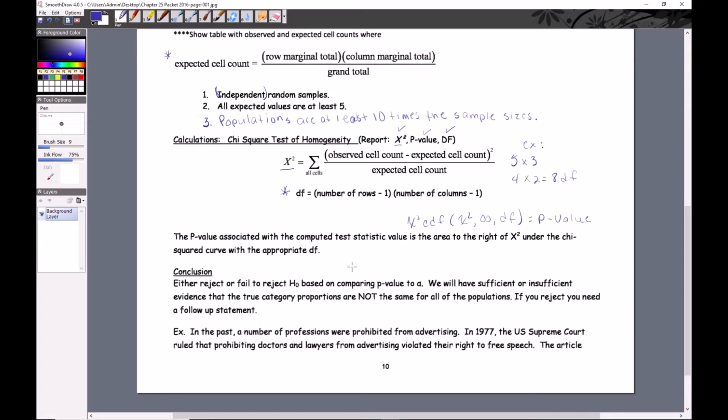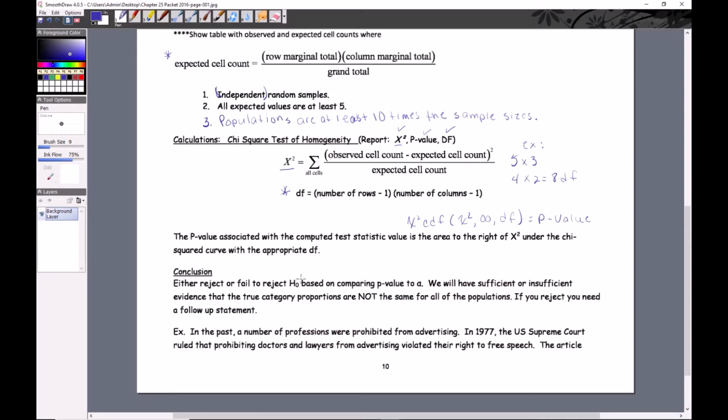The conclusion, we're going to compare to an alpha, whatever our p-value is, or just use it based on how big or small the p-value is. We will either have sufficient or insufficient evidence to show the true category proportions are or aren't the same for all populations. If we reject, we do need a follow-up statement. So that is to show where the trends are, or what exactly we're seeing. Let's just move on to an example and you will see what I'm talking about.